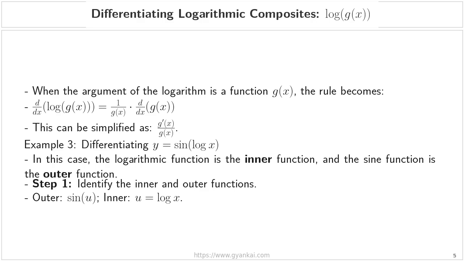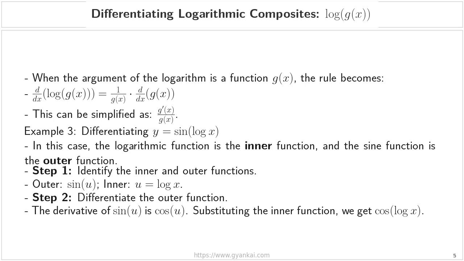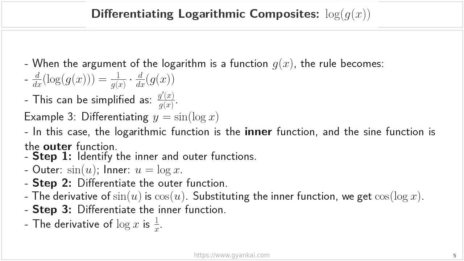Step 1. Identify the inner and outer functions. Here, the outer function is sine of u, and the inner function, u, is the natural log of x. Step 2. Differentiate the outer function. The derivative of sine of u is cosine of u. When we substitute our inner function back in, we get cosine of the natural log of x. Step 3. Differentiate the inner function. As we learned in the introductory slides, the derivative of the natural log of x is simply 1 over x.